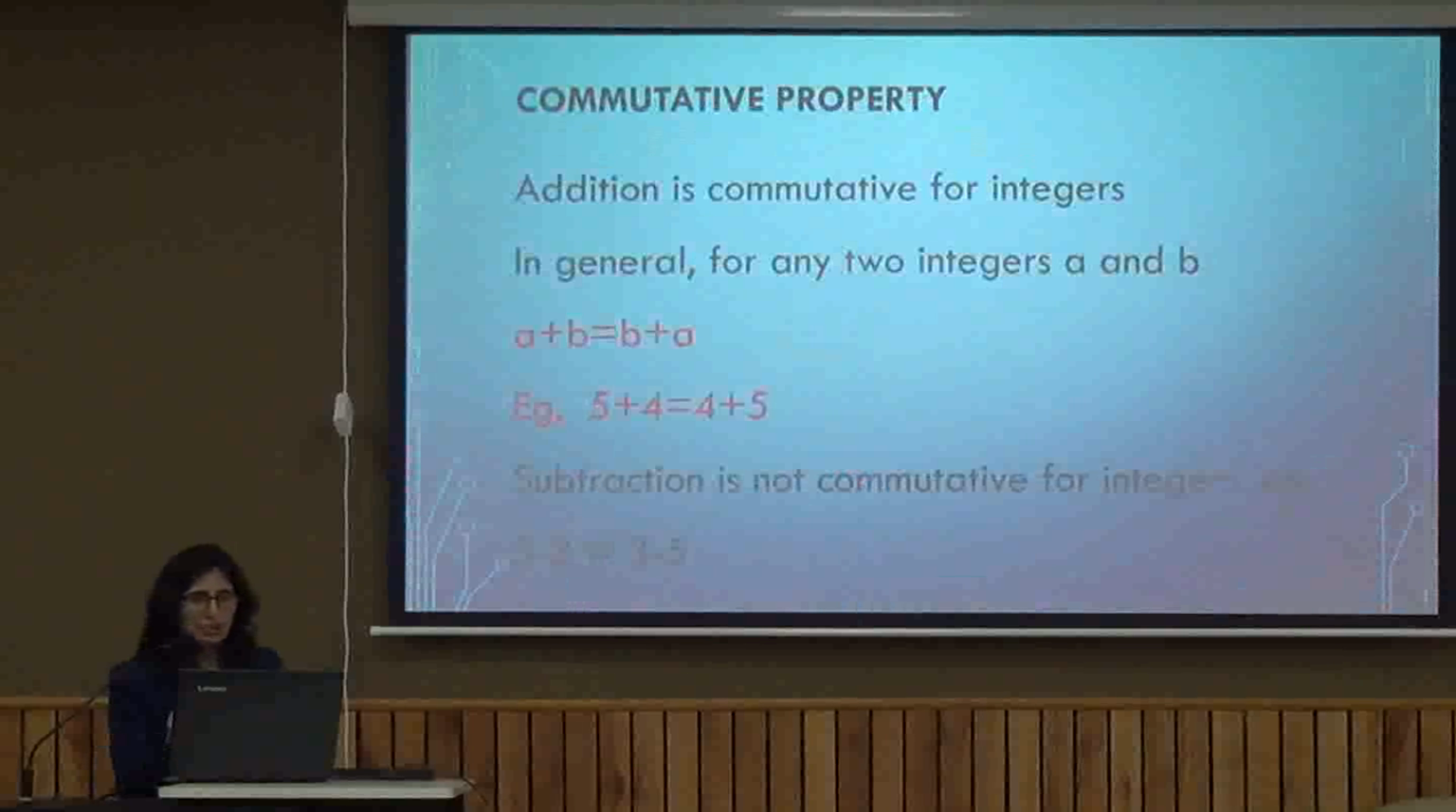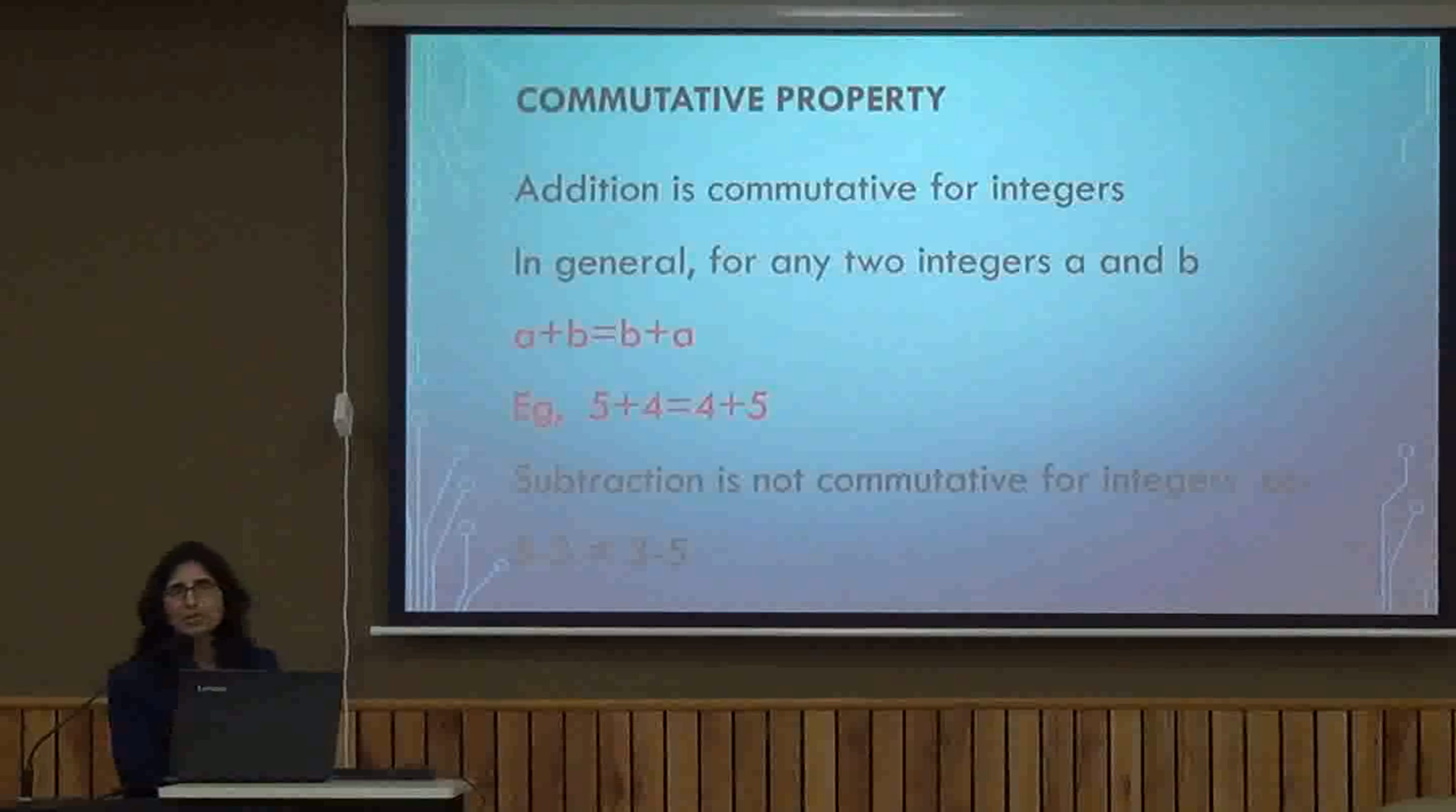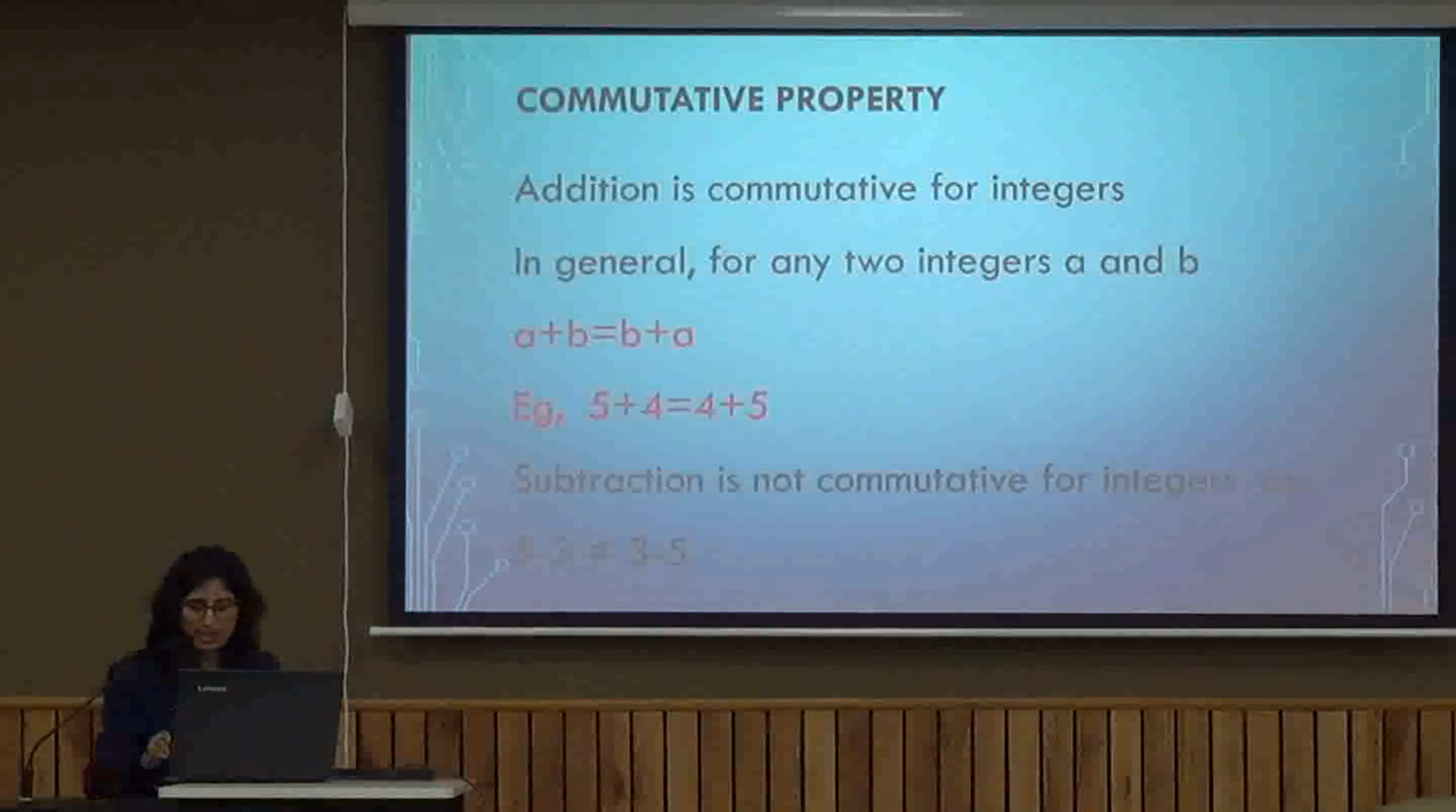Let's see the commutative property. Addition is commutative for integers. Commutative means the order of addition of any two integers does not make any difference. So if we take any two integers a and b, then a plus b will give the same result as b plus a. For example, 5 plus 4 is same as 4 plus 5. Subtraction is not commutative for integers. It is because we don't get the same result, and order does make a difference here. For example, 5 minus 3 is not same as 3 minus 5.